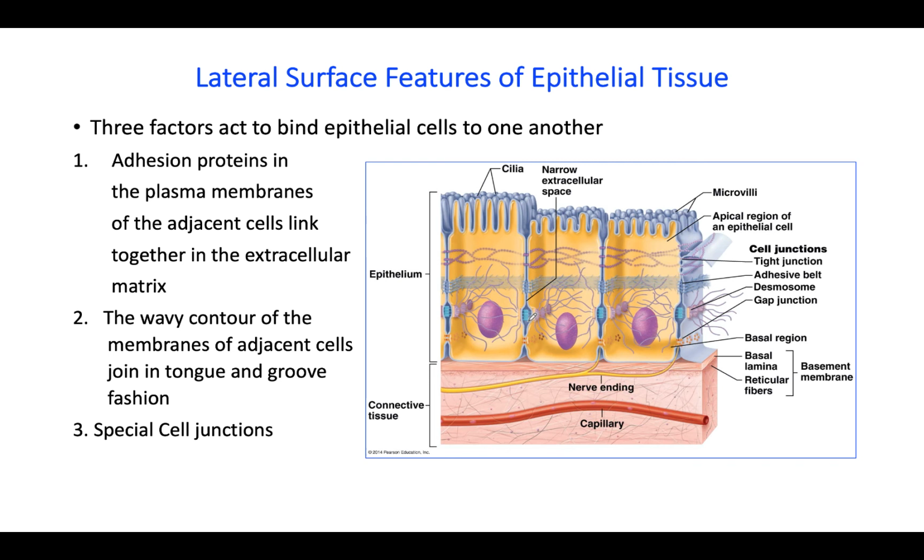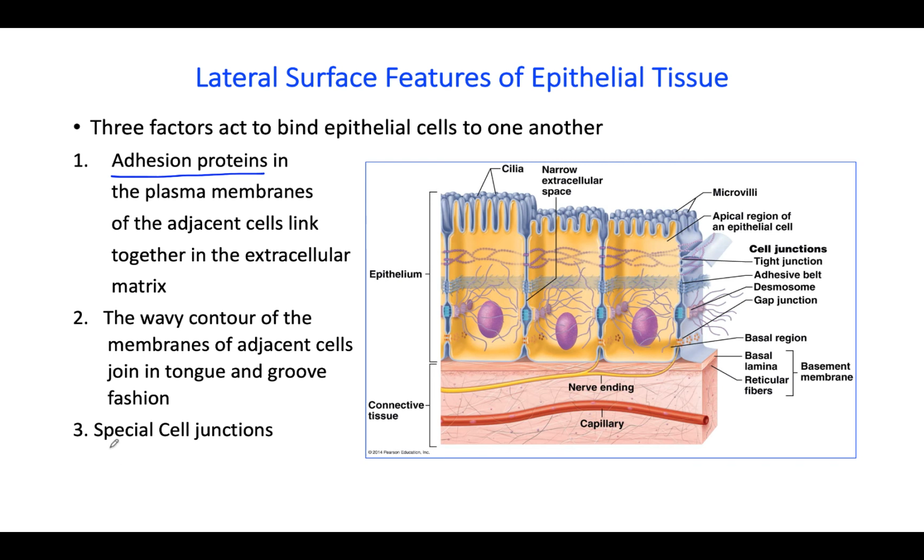Epithelial cells are connected to one another in three ways. One way is adhesion proteins in the plasma membrane of the adjacent cells linked together in the extracellular matrix. What will be adhesion protein? We will study that a little bit later. Or the wavy contour of the membrane of adjacent cells join in tongue and groove fashion, so they can just fit each other very well by way of some membrane protein.